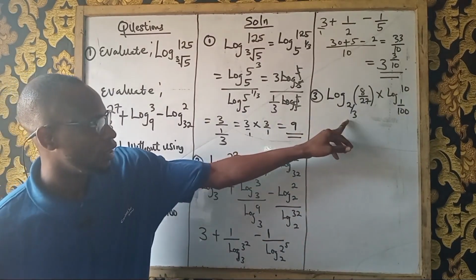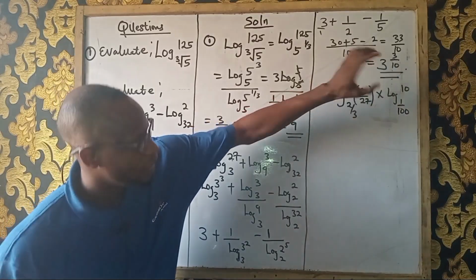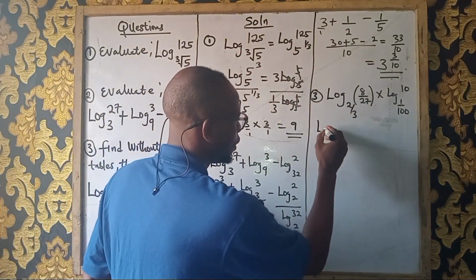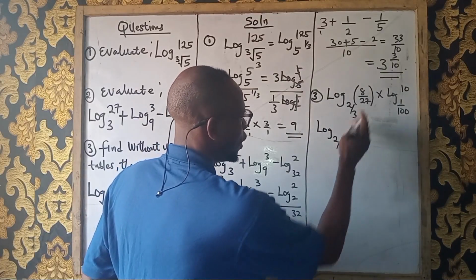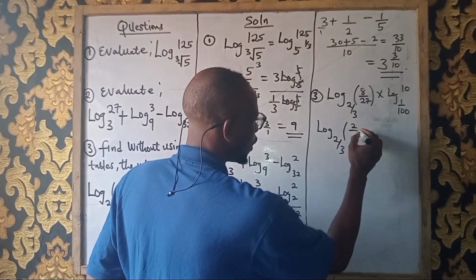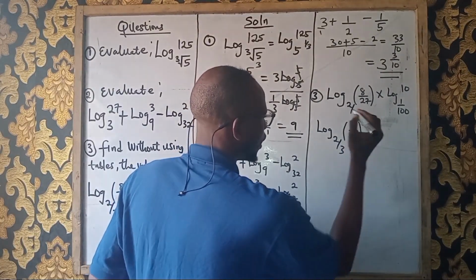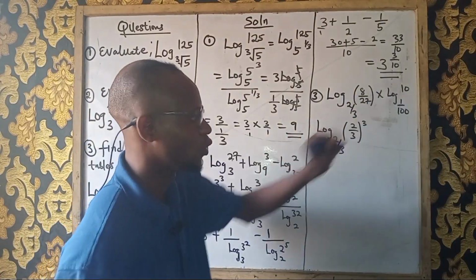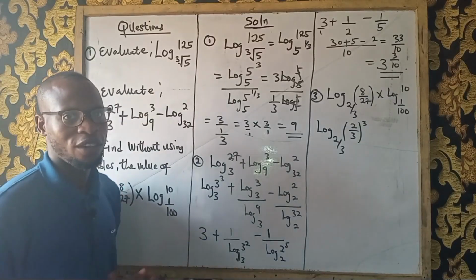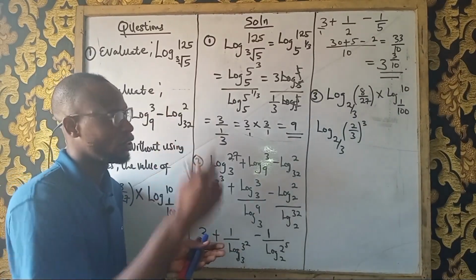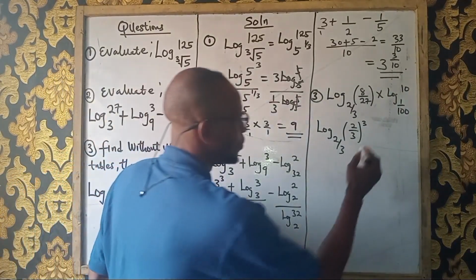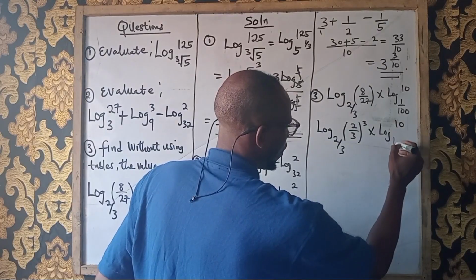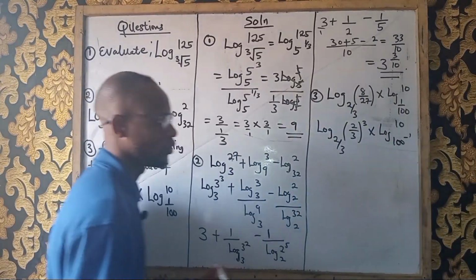You observe that the number in this bracket, we can change to another form. This is going to be log in base 2 over 3, and this can be 2 over 3 all raised to power 3. Because 2 raised to power 3 gives 8, 3 raised to power 3 also gives 27. So they have the same power. That's why I have to factorize into a bracket raised to power 3. Then multiply by this, which can be written like this: 100 raised to power minus 1.